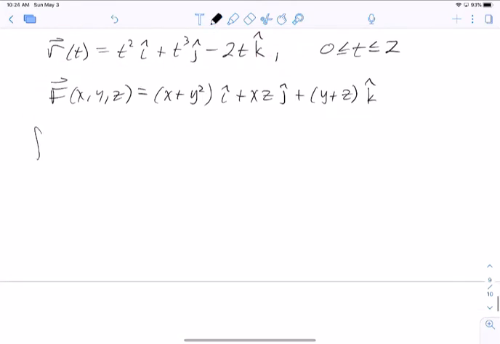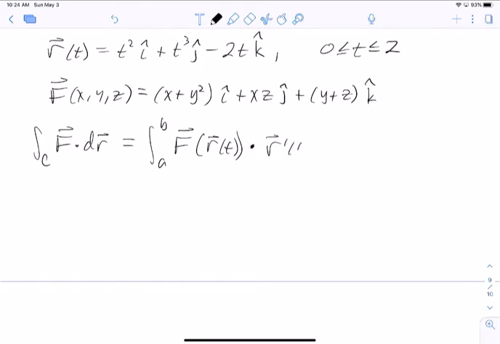Recall that the line integral over C of F dot dr is equal to the integral from a to b of F of r of t, the parameterization of C, dot r prime of t dt. Now let's put the pieces together here.